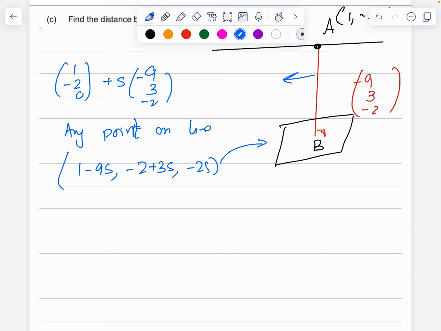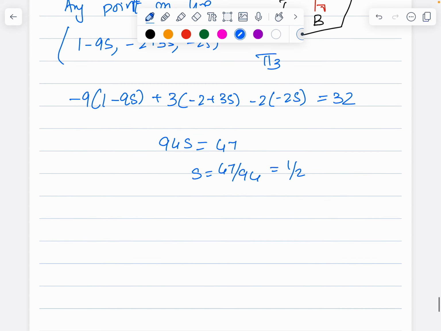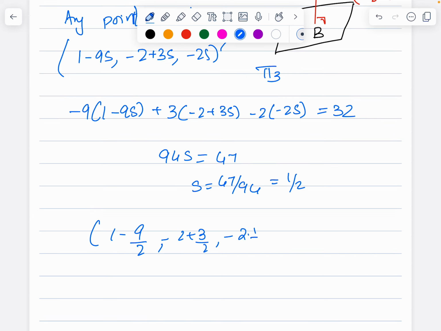So plug in that point in the pi 3. So it becomes negative 9 times 1 minus 9s plus 3 times negative 2 plus 3s, then minus 2 times minus 2s should equal 32. So 94s equals 47. s equals 47 upon 94, which equals 1 upon 2. So the point becomes 1 minus 9 upon 2, minus 2 plus 3 upon 2, minus 2 times 1 upon 2, which is minus 7 upon 2, minus 1 upon 2, minus 1.